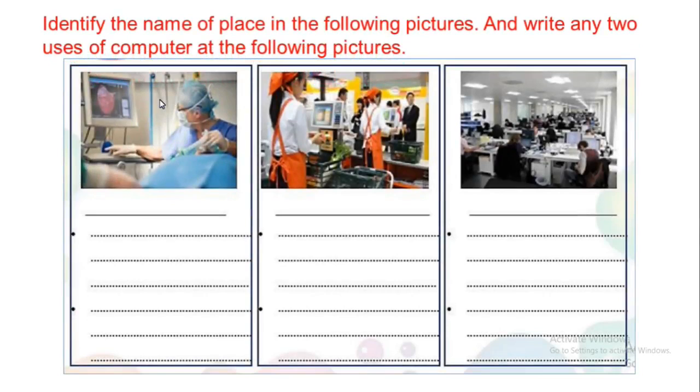Identify the name of a place in the following pictures and write any two uses of computer in the following pictures. So identify the name of this place, which is this place, which is this one, and which is this picture. And after that, we want to write at least two uses of computer in each picture. So first one, which one? This is a hospital. So what are the two uses of computer in hospital? This is shop, this is office.